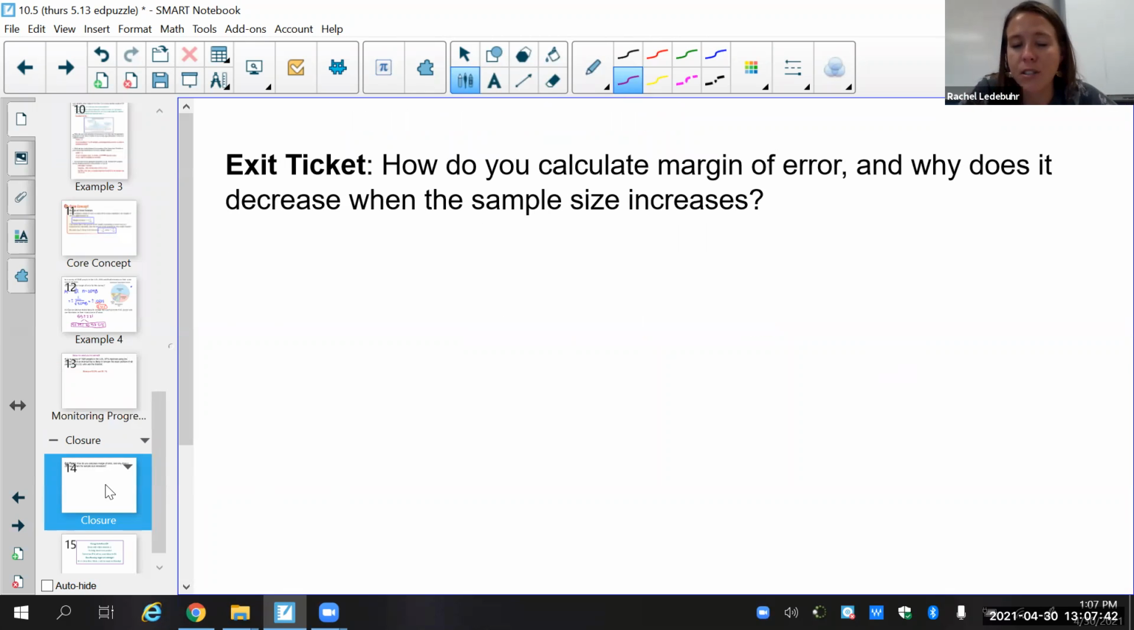Okay, all right. So what I'd like you to do now is jot me a note. How do you calculate margin of error and why does it decrease when the sample size increases? So pause your video and answer that. Okay, and I'll read those later.